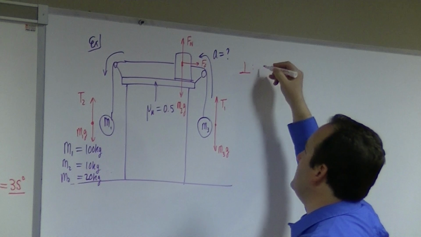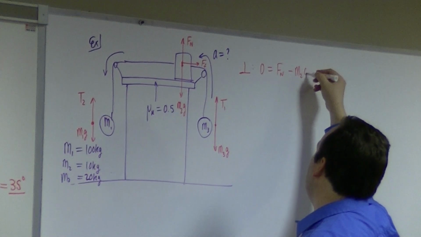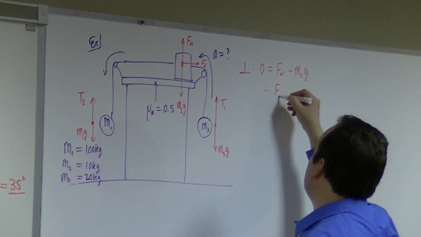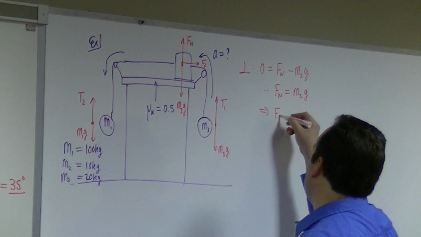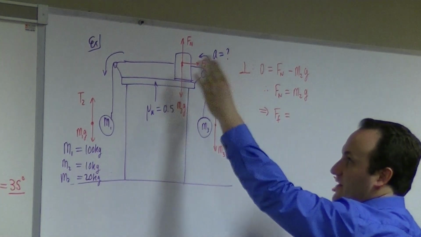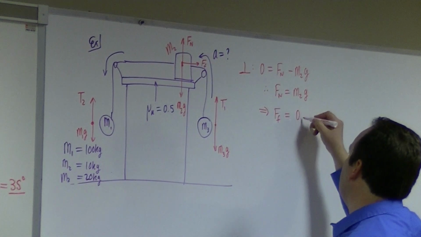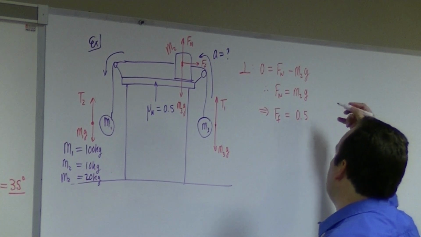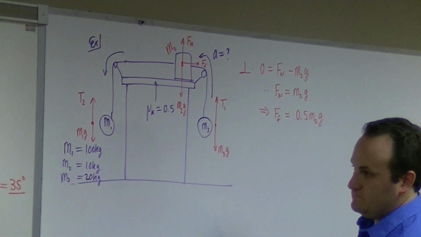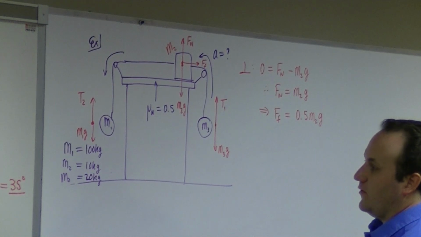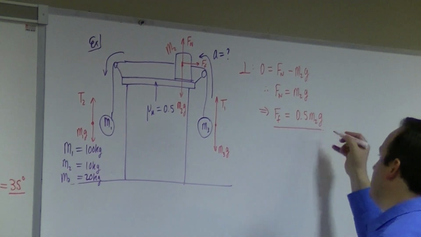Perpendicular direction for M2, we have 0 is equal to the normal force minus M2G. So therefore the normal force is equal to M2G, which tells me the force of friction, which is, of course, coming from the second mass, this M2 up here, right, is what? It's 0.5 times M2G, right? Okay. So there's that. That's good.